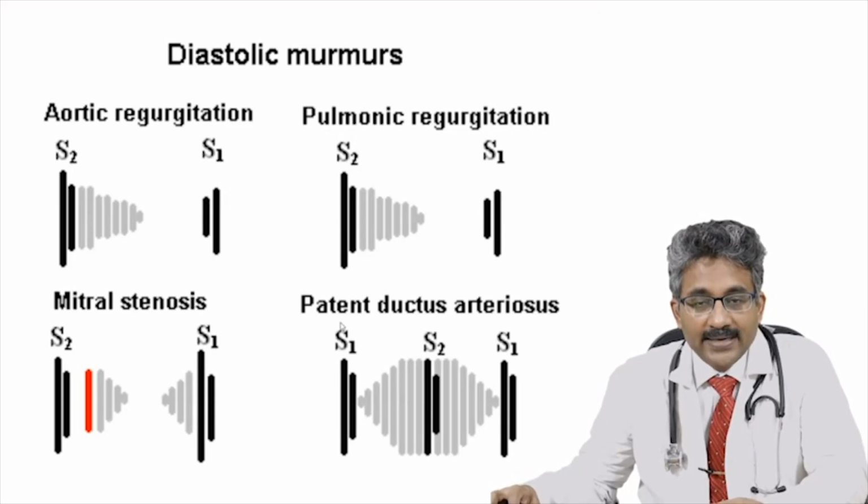And this is a patent ductus arteriosus murmur where between S1 and S2 that is a systole, S2 and S1 that is a diastole, and it engulfs the S2. It is a continuous murmur.